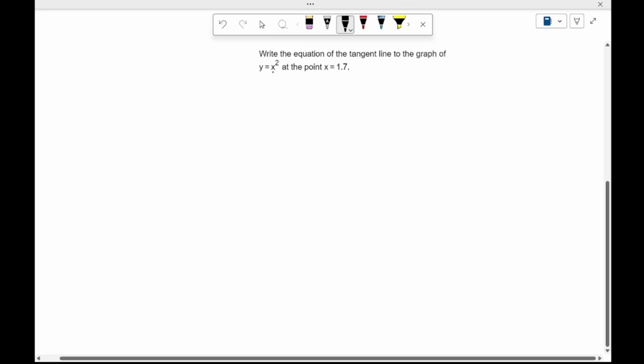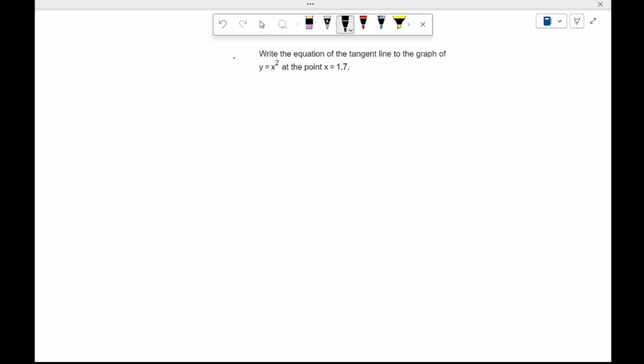So the question that we have today is: write the equation of the tangent line to the graph of y equals x to the second at the point x equals 1.7. So this one's a little more complicated than the question that we had earlier, because the question we had earlier gave us 2 points. However, this one only gives us the x value in the function of x.